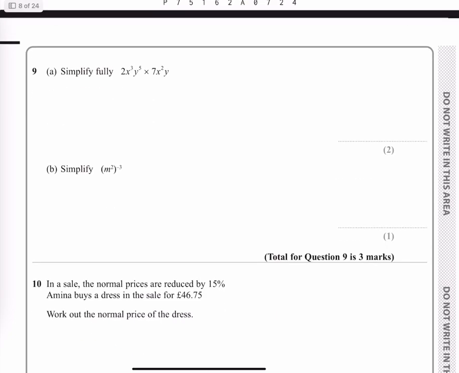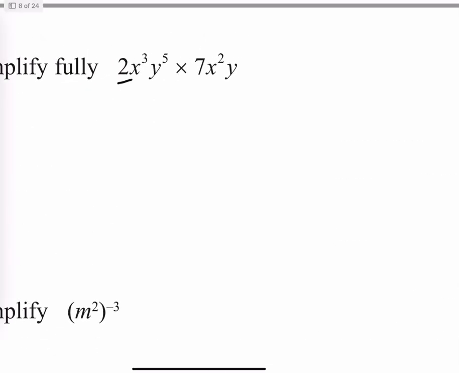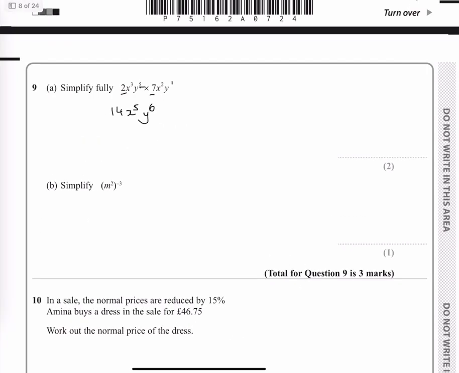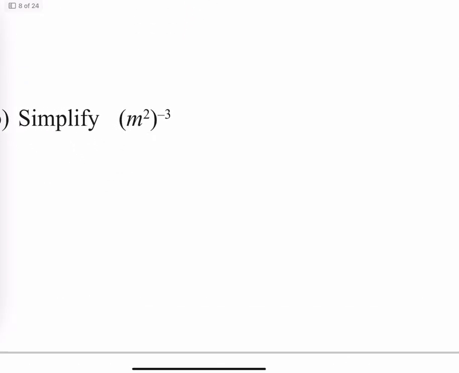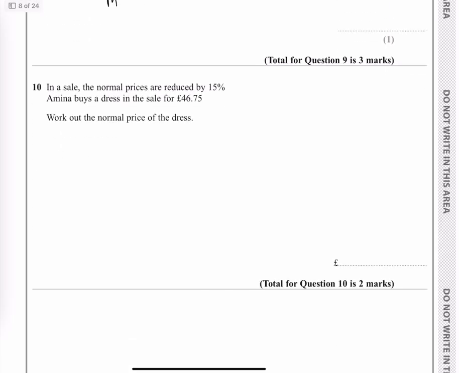Okay, so just collect like terms. We've got 2 and 7, 14. X cubed, x squared, that's x to the 5 because we just add powers. Y to the 5, y to the 1, that's y to the 6. All we have to do. When we have powers in brackets of each other, we do in fact times them together, so that would be m to the minus 6.